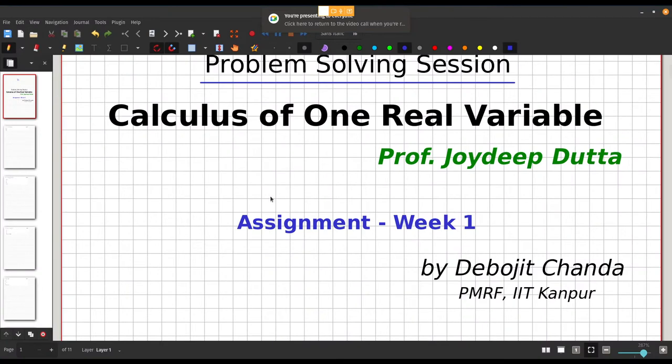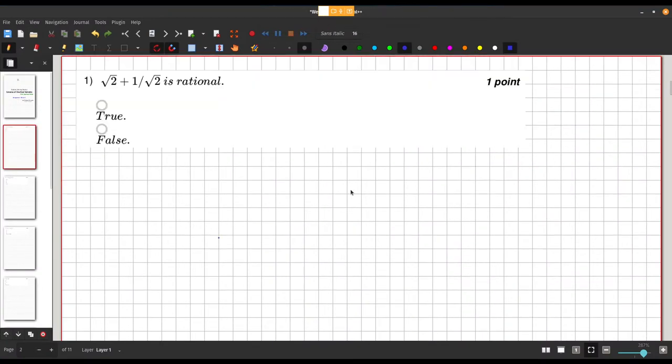Okay, so let us begin. So the first problem of today is whether root 2 plus 1 by root 2 is a rational number or irrational number.